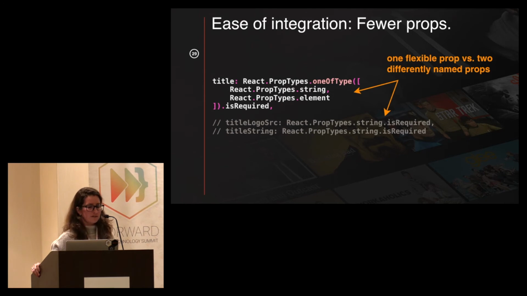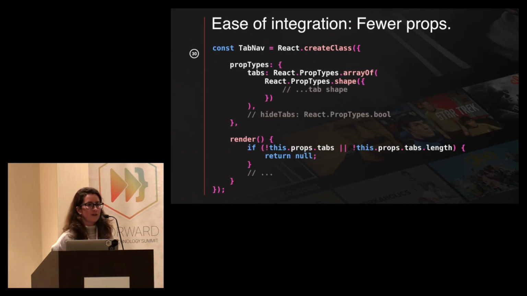So here, by having one prop, you can support more use cases, but also you can remove combinations of props that might not make sense to someone else. It's kind of unclear what would happen if I pass in both title logo source and title string. Another way to have fewer props is to decouple them.